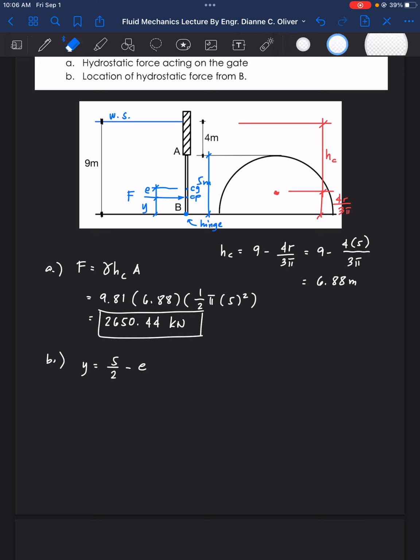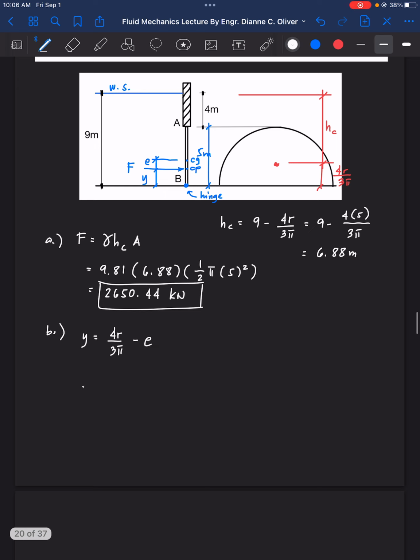No, it's not 5 over 2. Sorry, it's not 5 over 2. Remember, we're dealing with a semicircle. So it's 4r over 3 pi minus E. Okay, so that's the right formula there. So we'll now solve for the value of E.